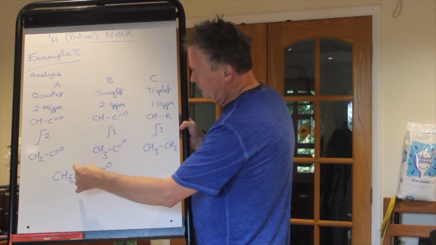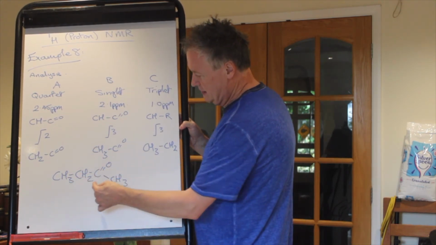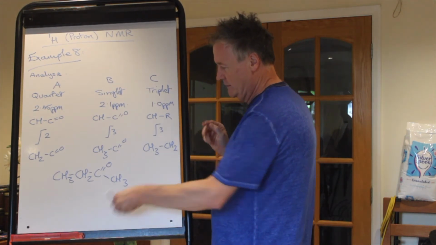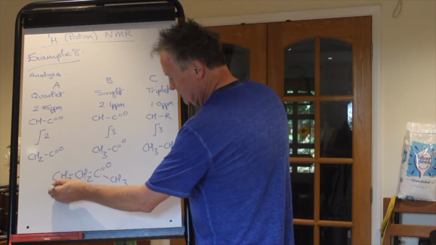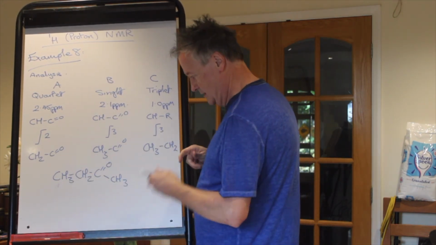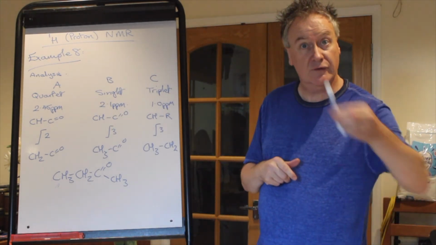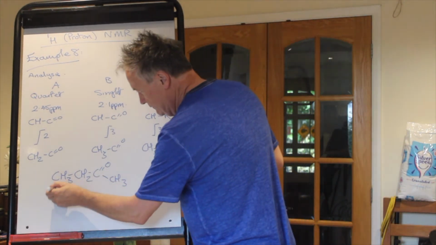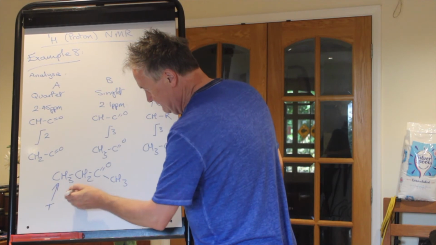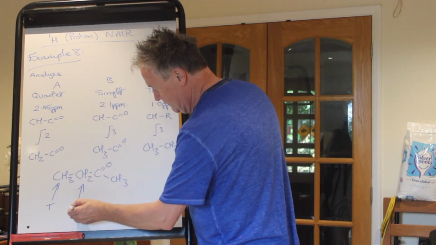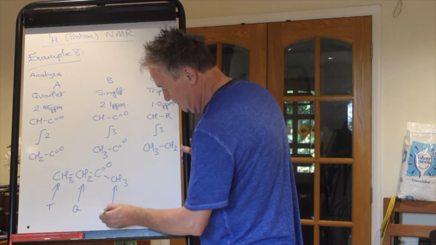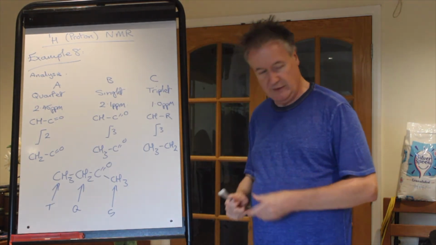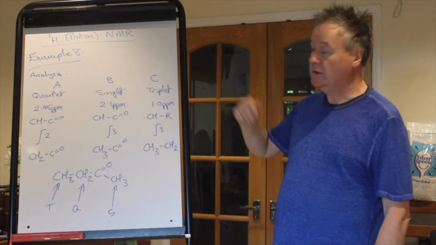And you predict what the splitting patterns would be. So those would be a triplet, those would be a quartet, and those would be a singlet. And there are 3 environments, and that is what you saw.